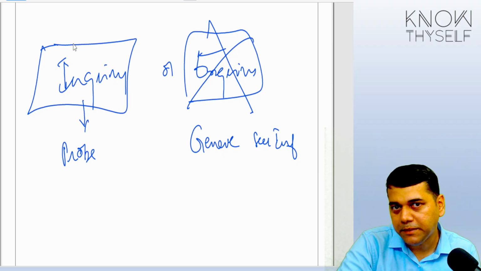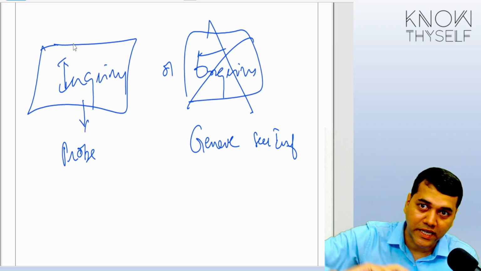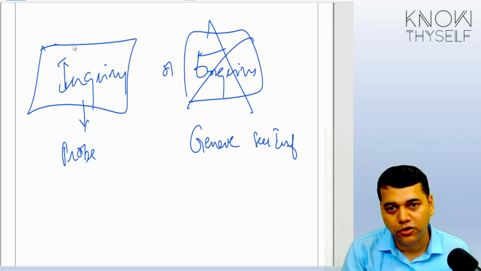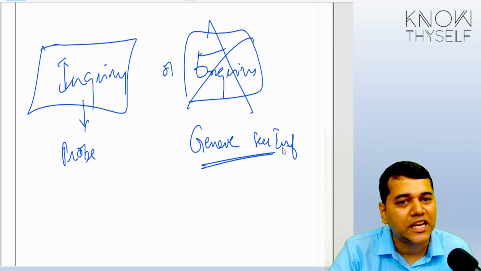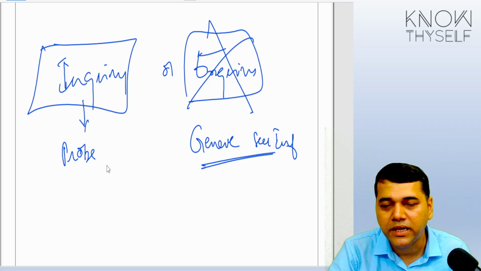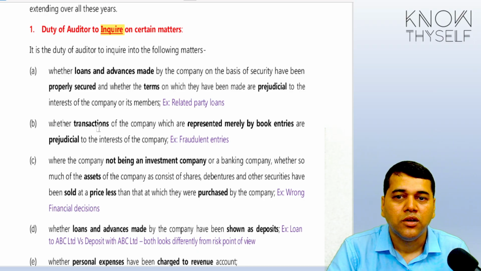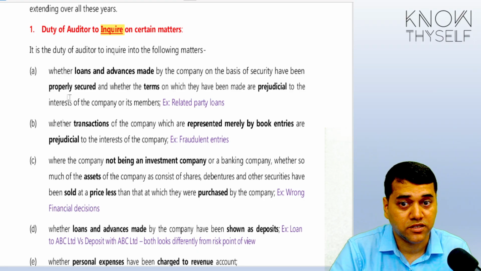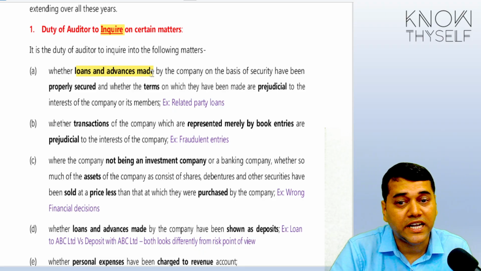It should be very deep. It should have some connection to some concepts. You should have some expectations. It is not a simple generic enquiry that you make, but it should be an inquiry. So what should the auditor inquire about certain matters? First, have you made any loans and advances?